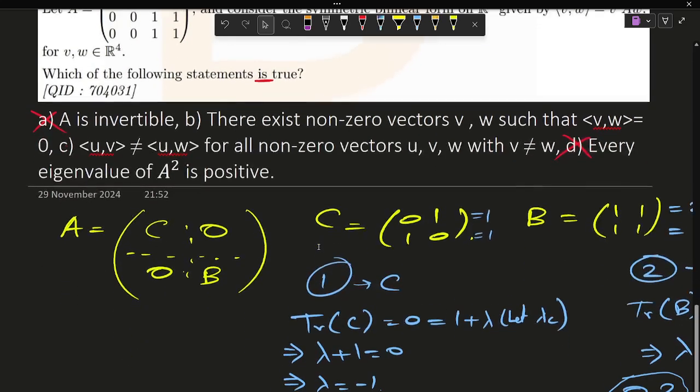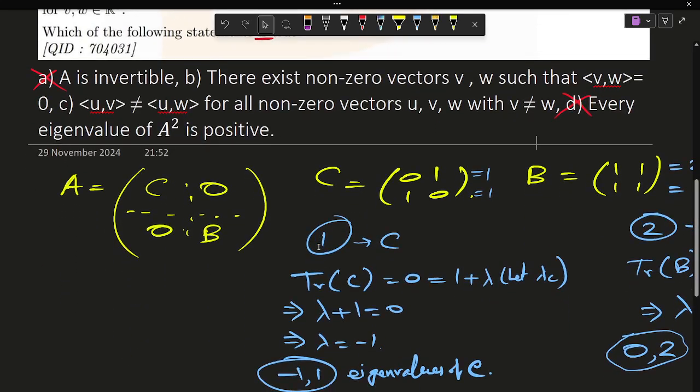So now we have to think about B and C. Let us think about B first. Option B says that there exist non-zero vectors V and W such that the inner product of V and W is 0.